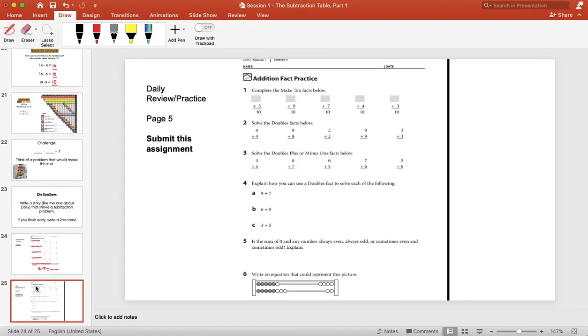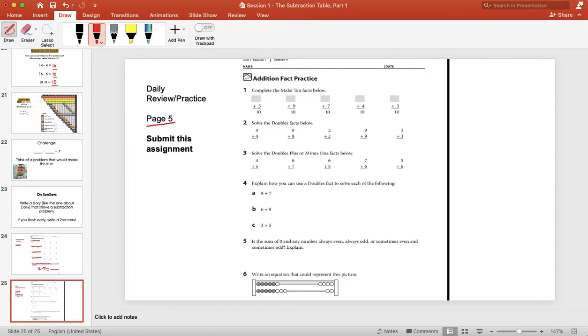Another one today that you're going to turn in is called Addition Fact Practice. Okay, this is page 5 in your Bridges workbook. So you are going to complete the Make 10 facts right here. You're going to solve the doubles facts. You're going to solve the doubles plus or minus 1 facts. Explain how you can use double facts to solve each of the following. Is the sum of 0 and any number always even, always odd, or sometimes even and sometimes odd? Okay, explain.